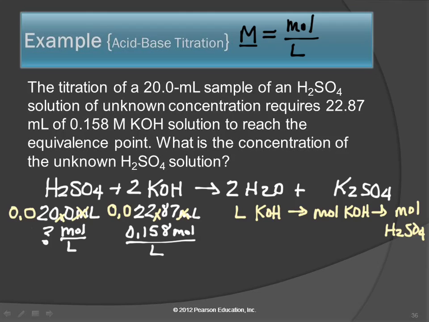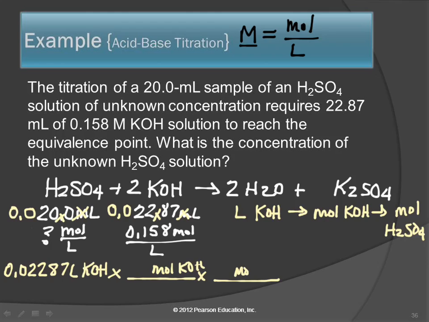So we've got our liters of potassium hydroxide, 0.02287 liters of KOH. We're going to have two conversion factors. Liters to moles to moles. That was our path, liters to moles to moles. So here in our equation, we've got liters to moles to moles. Then we're going to put our units in so they cancel out. Liters of KOH are canceling, and moles of KOH down here to cancel the ones on the top over there. Moles per liter is the concentration. This is the concentration that we know. We know the concentration of KOH.